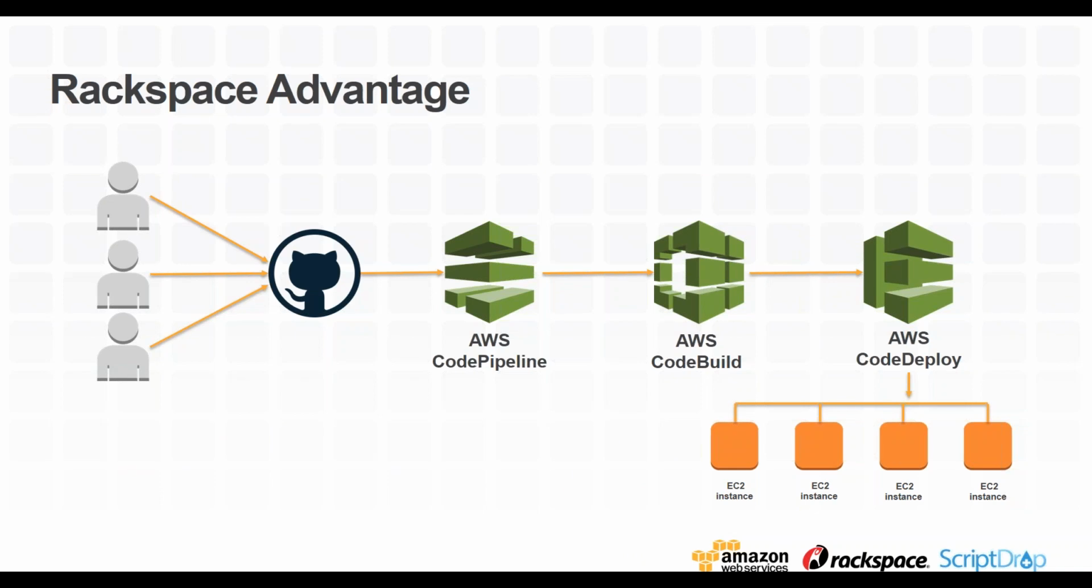So the Rackspace Advantage, as you can see in this graphic, is that it's cleaned up. We developers would be able to deploy something to GitHub, and then from there, AWS CodePipeline would detect that change, kick that over to AWS CodeBuild to build out any artifacts and prepare that deployment. And then it would use our AWS CodeDeploy strategy to get that out to our EC2 instances.